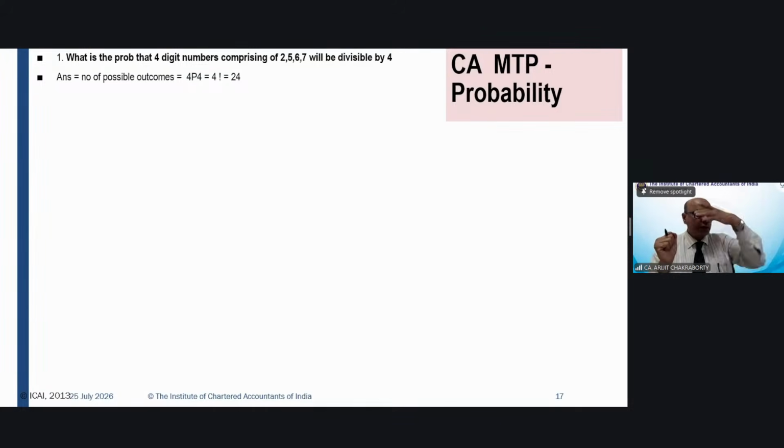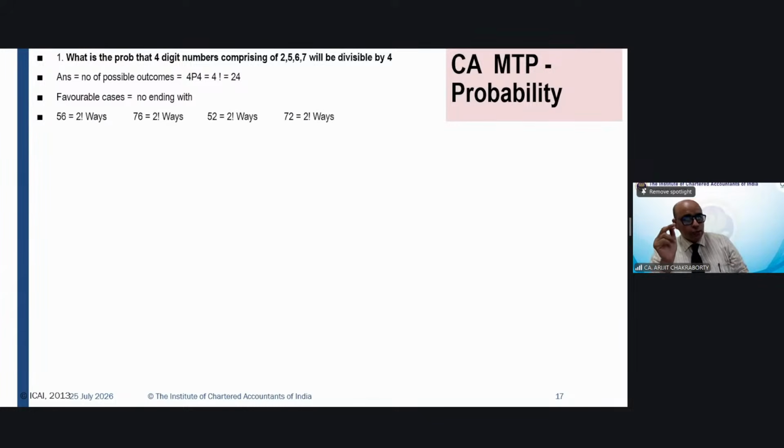In this question, it asks you what is the probability that a 4-digit number comprising 2, 5, 6, 7 is divisible by 4. First, we find out total number of possible outcomes. Now, how can I select 4 digits out of 4 numbers? 4 out of 4. So we are using permutation here, 4P4. We get 24 cases. Now, how many will be favorable to us? This is where the intelligence you have to apply. Those numbers which end with 5 and 6, that means it can be 2756, it can be 7256.